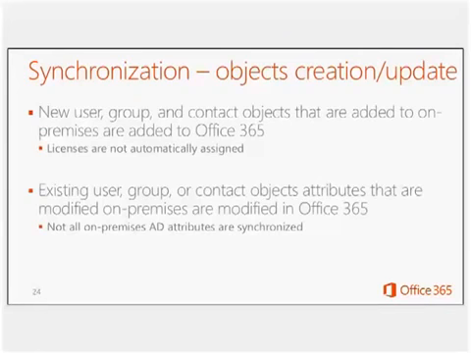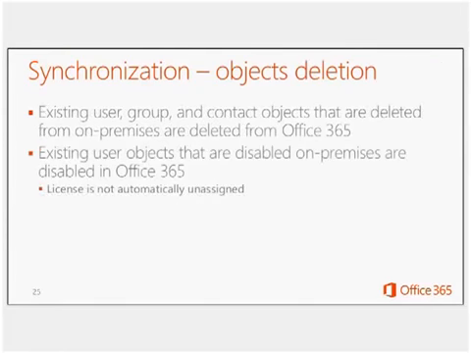When the objects are created, licenses are not automatically assigned, and not all on-premises AD attributes are synchronized. Existing user, group, and contact object attributes that are modified on premises are then modified in Office 365. So I know I'm kind of just going straight through, but this deck is helpful as you're thinking about what needs to happen and what the pieces actually are.